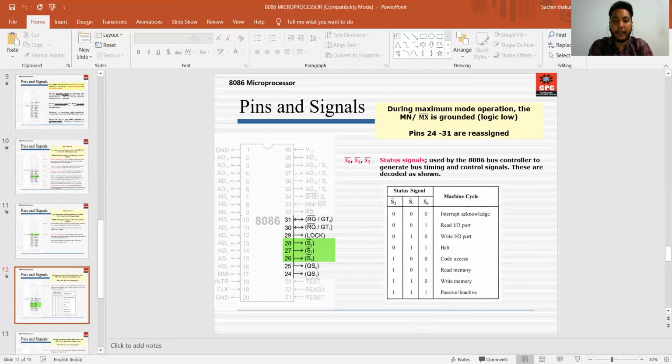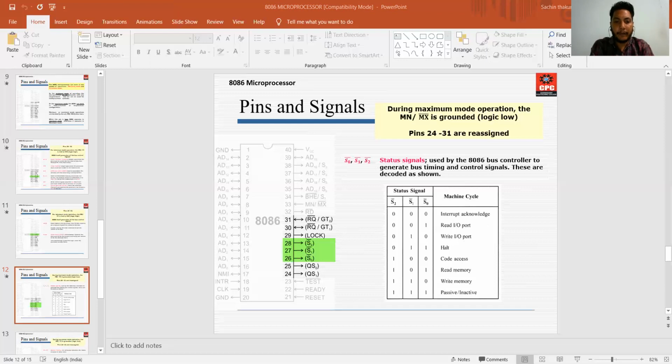So this is the main function of these pins. These are the status lines. These status lines reflect the type of operation being carried out by the processor. We are just discussing the status signal, that is, how the processor executes the cycle if there are different signals available at these pins.